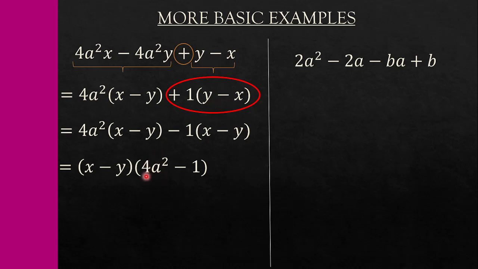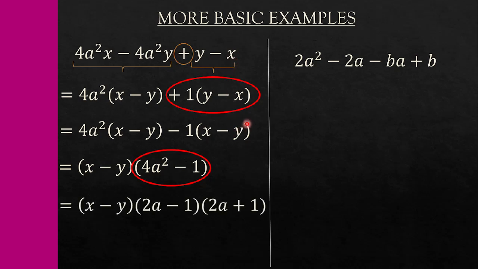What I'm noticing is this bracket right here is a difference of 2 squares. This is what I was talking about. Factorizing within factorizing. And there we go. Done. Let's look at this next one.